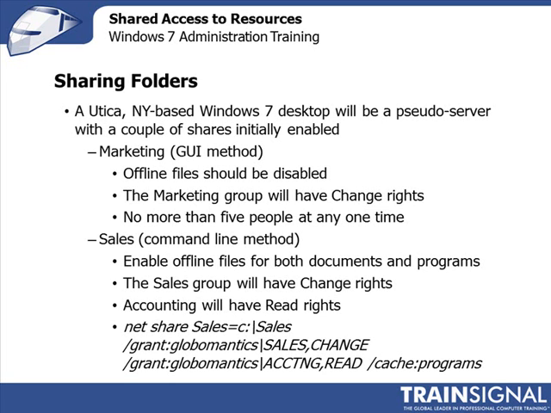For the marketing group, we're going to use the GUI method, and we're going to create a marketing shared folder for which offline files will be disabled. Further, we're going to make sure that the marketing group has change rights to the folder, but no more than 5 people at any one time are going to be allowed to access this folder. For the sales group, we'll create a sales shared folder using the command line method. And we're going to enable offline files for both documents and programs using this method.